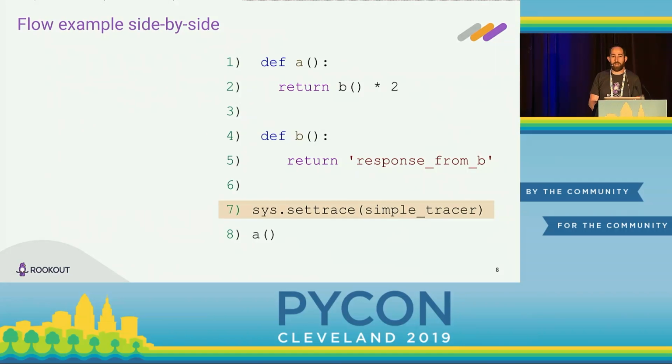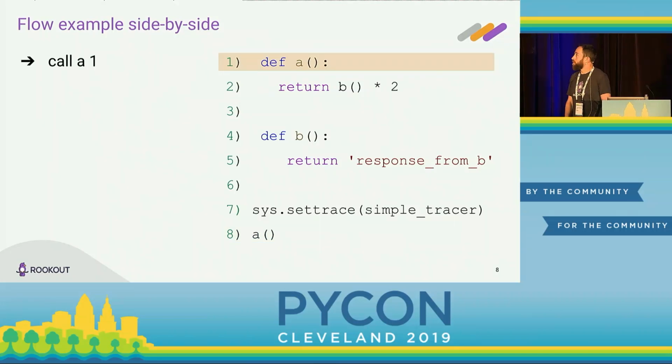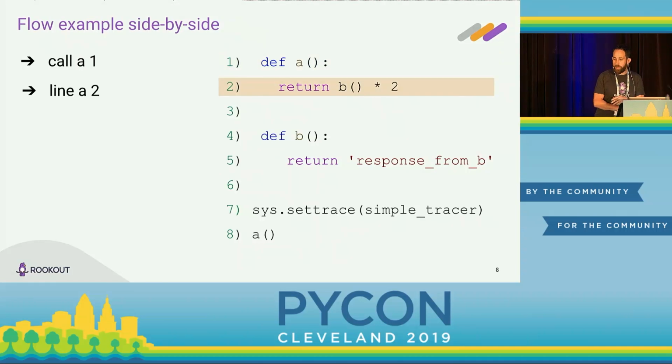Sys.settrace has no output. Neither does A. But once we invoke A, our callback is executed for the first time. We get a call event, which means a frame is about to be created, a function is about to be invoked. The function name is A, and the line number is 1. The next event is line. Line number 2 is about to be executed as part of function A.